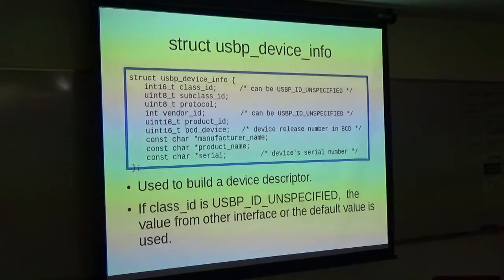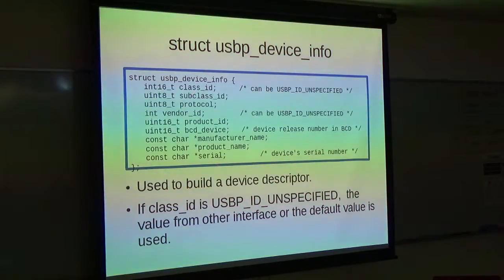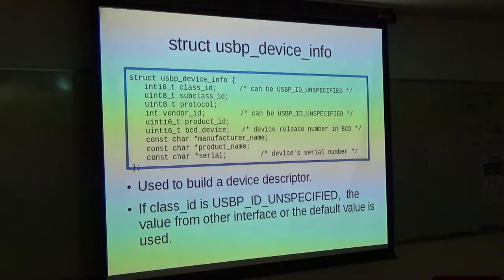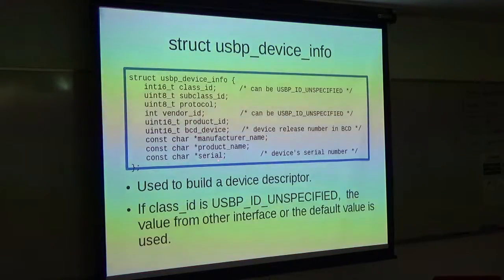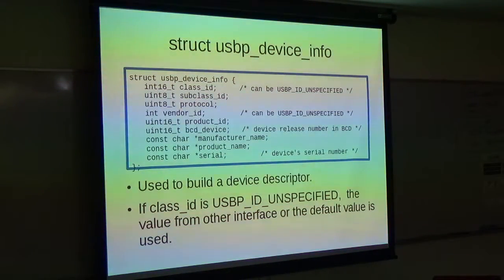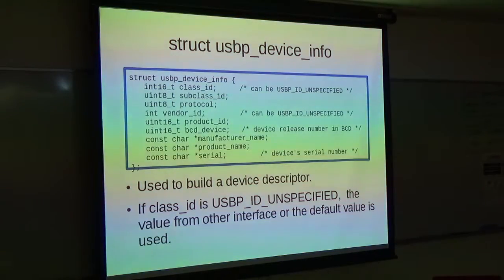Okay, this is the device information you provide in the framework. All interfaces that attach to usbp will provide this information. But in the device instance, we have only one place to put this. So our framework picks one of these interfaces from many interfaces and uses it.